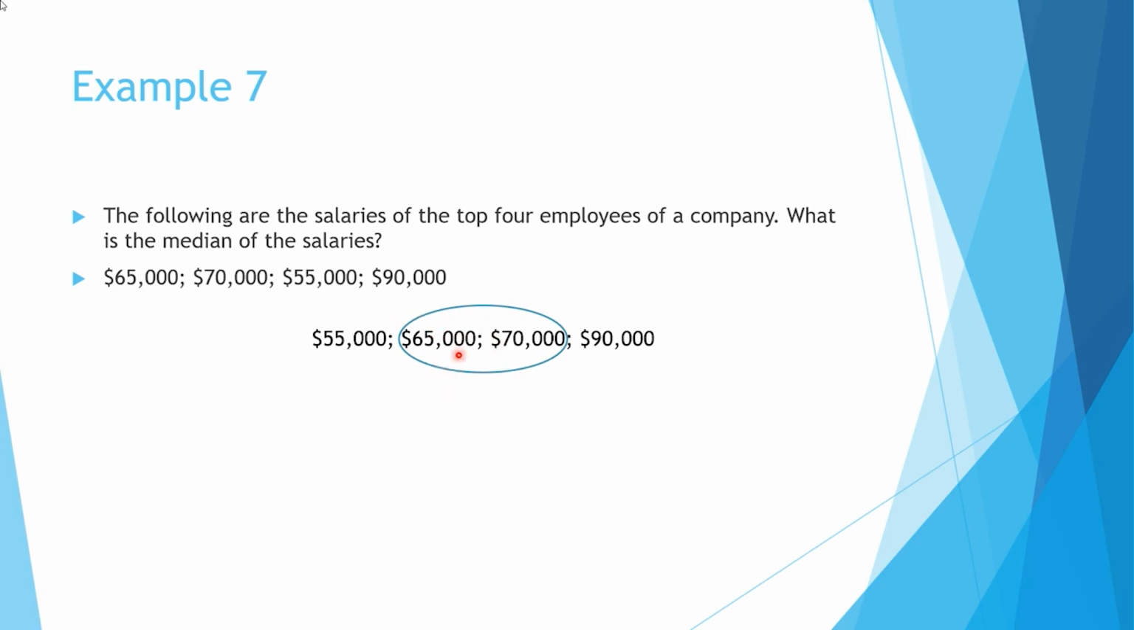So we're going to take the average of the 2 here since it's even. So average of 65,000 and 70,000. I'm going to take those, add them, divide by 2, and I get 67,500. And that's it. Again, remember the median is the middle number. If you have the middle number, you would take that. But if not, like when it's even, you're going to have to take the average of the middle 2.